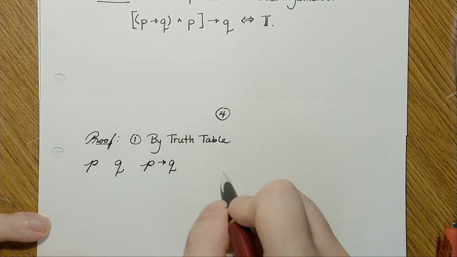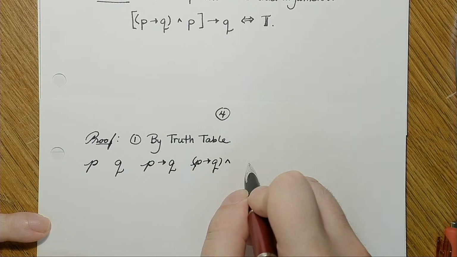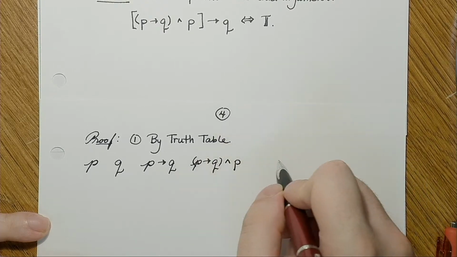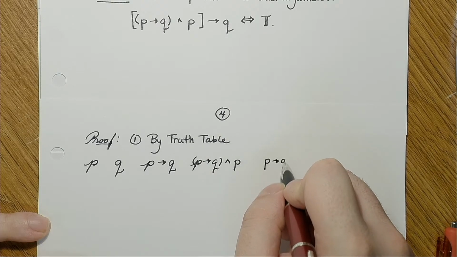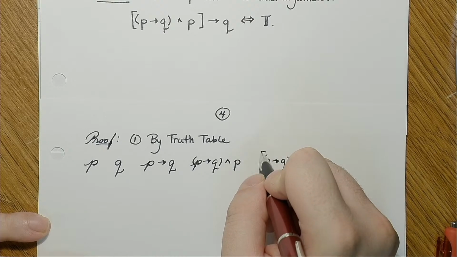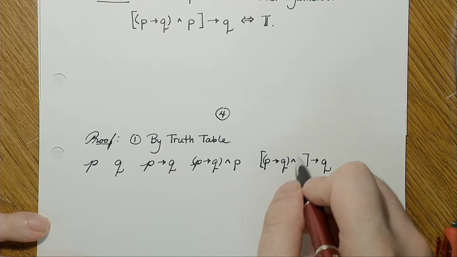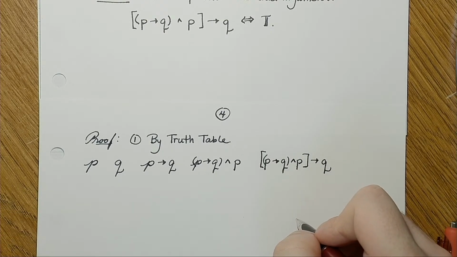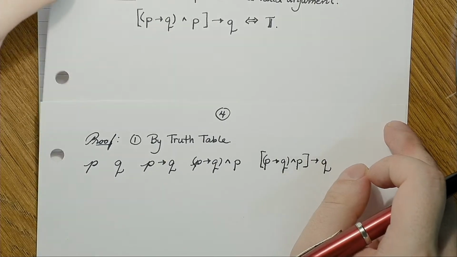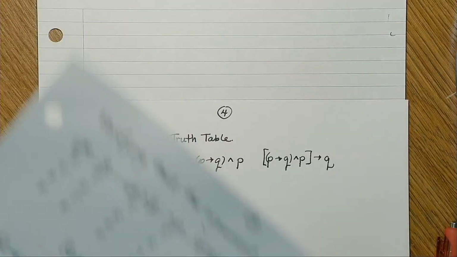Then we'll use the and. So then we'll do the P implies Q and P. And then the last one is taking this column, the P implies Q and P, and doing the implication with the conclusion, which is Q. And this column should hopefully be a tautology, so all T's down that row. And then that will prove that this is a valid argument. So this is the first way that we can do it.